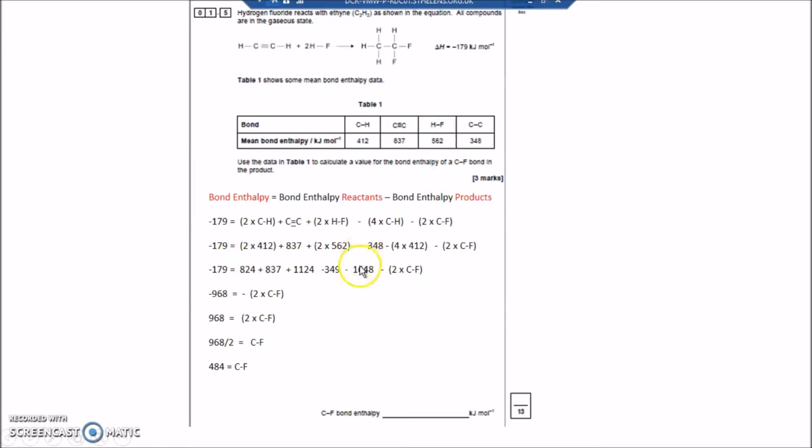Put all the numbers in, take them across to the other side. So minus 968, when you take all these numbers across to the other side, equals minus 2 times the carbon to fluorine bonds. Reverse the sign on both sides. 968 is twice the enthalpy required to break the carbon to fluorine bond. So divide by 2, 484. Got to be a plus value, as I say, because bond enthalpies always require energy. The endothermic reactions with plus delta H values require energy to break the bond.